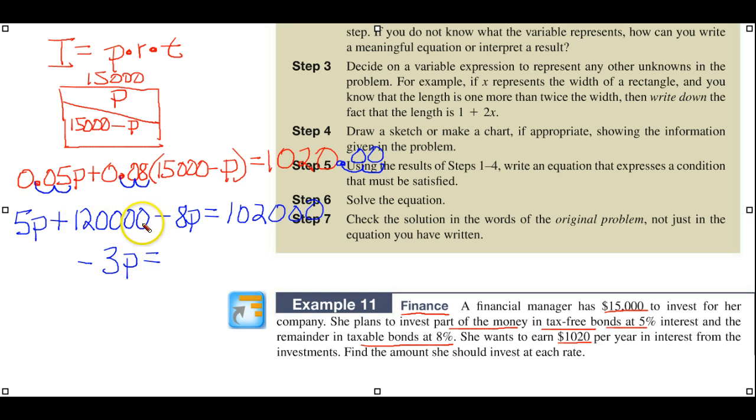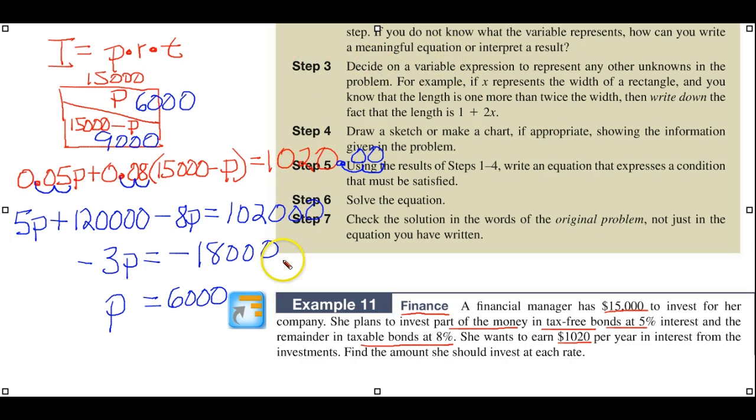I'm going to subtract this from both sides, and that will give me a negative 18,000. I'm going to divide both sides by a negative 3. I get p equals 6,000. Now I go up here, and what is p? Well, p is 6,000. And 15,000 minus p, which is 6,000, is going to be 9,000.